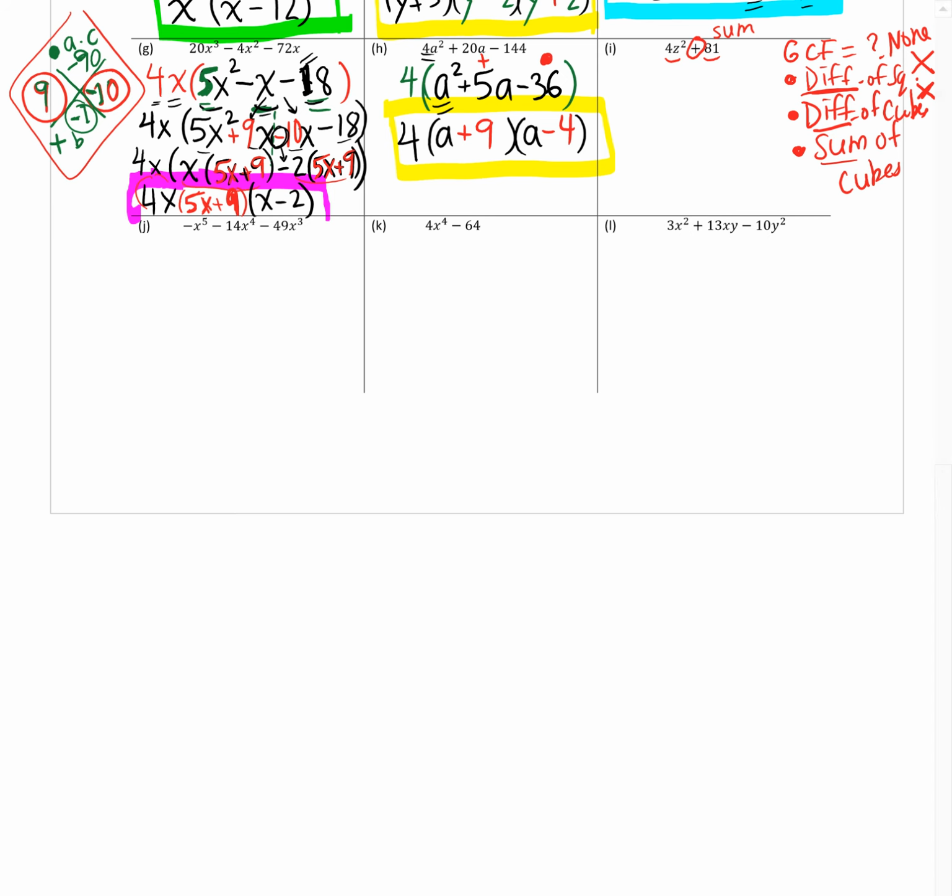But you notice 4z squared, the first term, that's not a cube, right? That's not something to the third power. And actually, neither is 81. This isn't going to work either because these are not cubes.